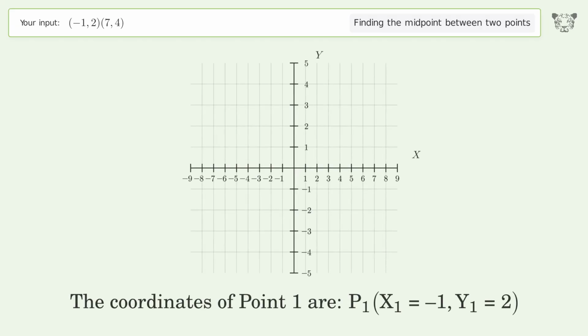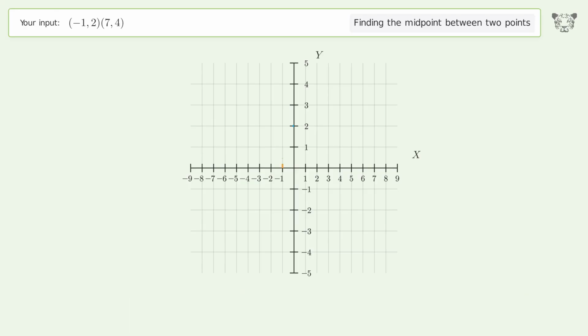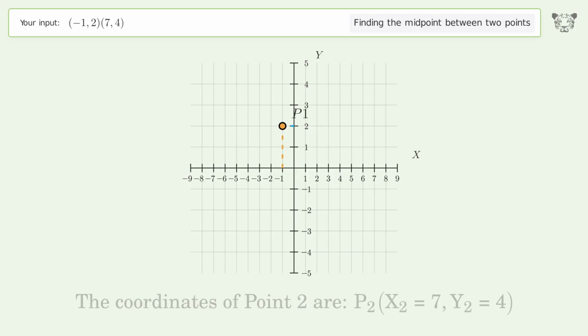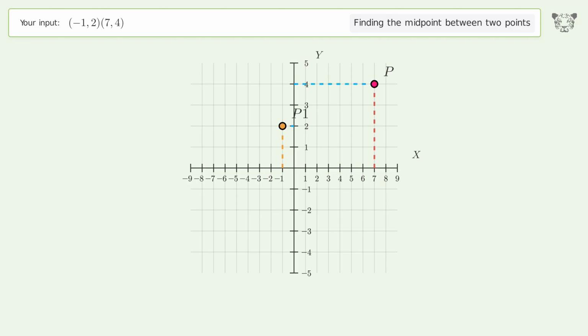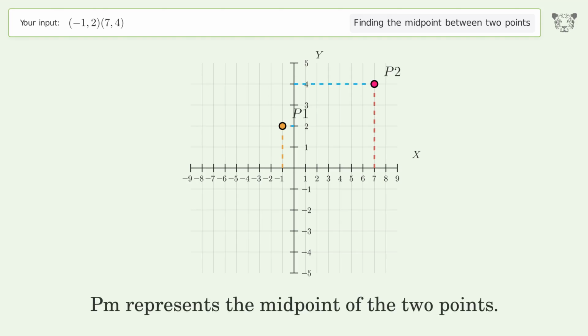The coordinates of point 1 are x1 equals -1, y1 equals 2. The coordinates of point 2 are x2 equals 7, y2 equals 4. PM represents the midpoint of the 2 points.